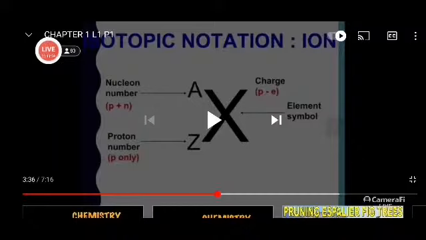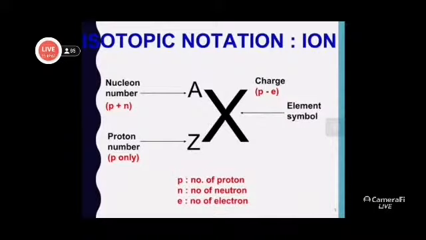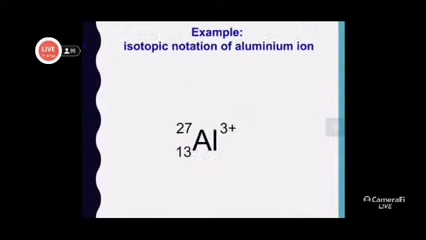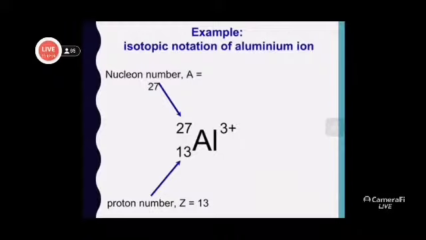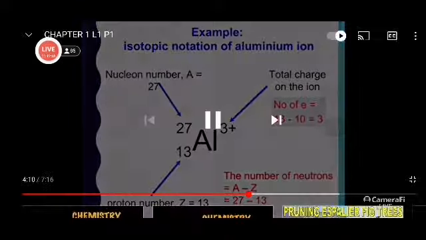Alright. And then to find the charge of ion, just subtract number of proton with the number of remaining electrons. This is an example of isotopic notation of aluminium ion. So the proton number for aluminium is 13. The nucleon number for aluminium ion is 27. So the number of neutron is 27 minus 13, which is equals to 14. And 3 plus is the total charge of the ion. So you tengok kat situ untuk aluminium, dia mesti 3 tambah.